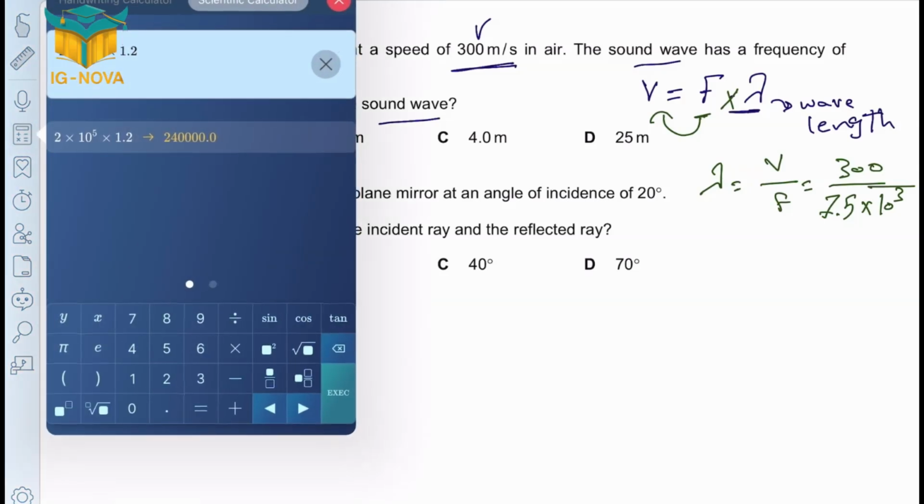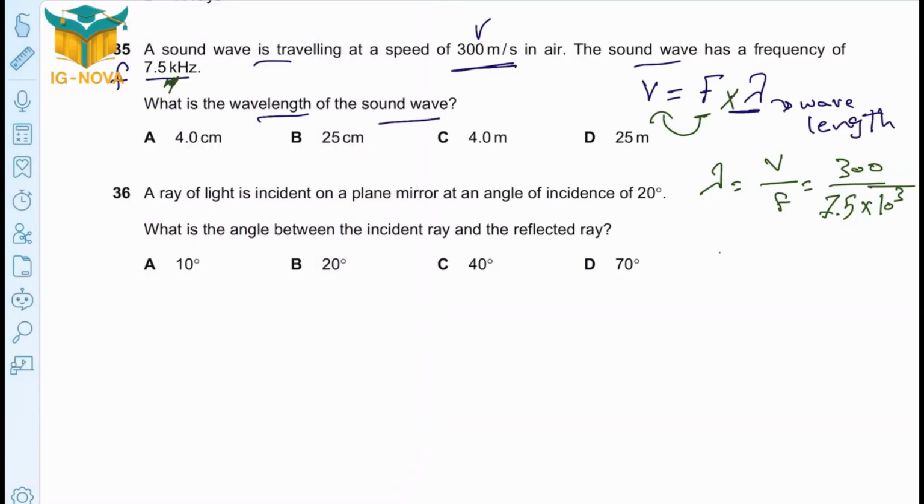تعالي نشوف. 300 over 7.5 times 10 power 3. So the answer would be 0.04. Lambda will be 0.04 meter. Let's say it is centimeter, so I'll multiply it by 100. It'll be 4 centimeter. I'm gonna go for B. خلي بالك اليونتس والنوتيشن بتاع اليونت، 10 باور كام؟ تفرق.